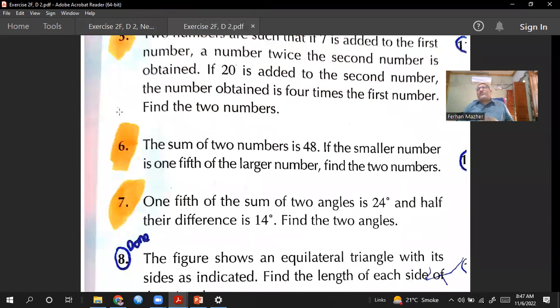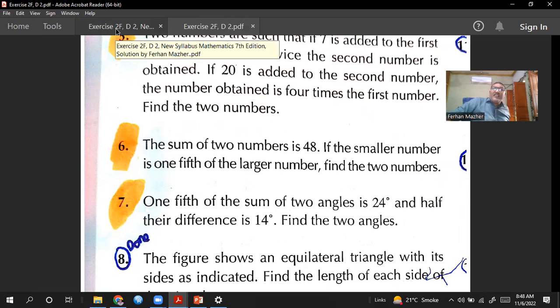So we are going to the next question. The next question is question number 6. He says the sum of two numbers is 48. If the smaller number is 1/5 of the larger number, find the two numbers. Okay. So suppose the two numbers are x and y. Let the larger number be x and the smaller number be y.